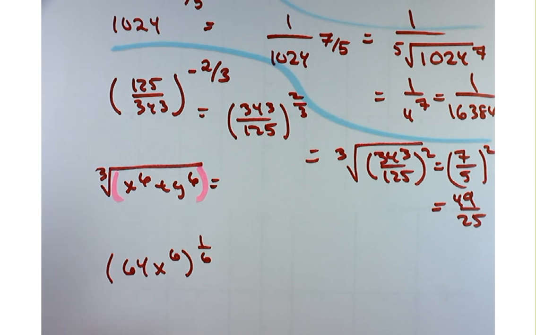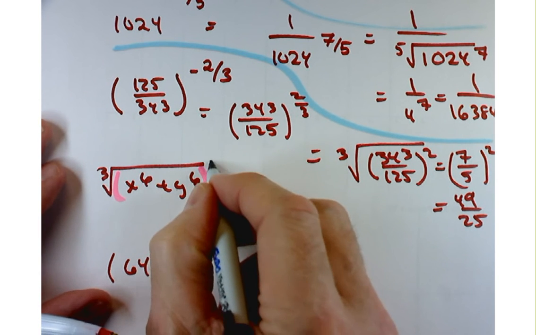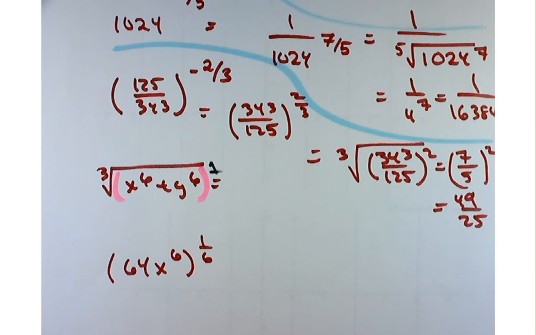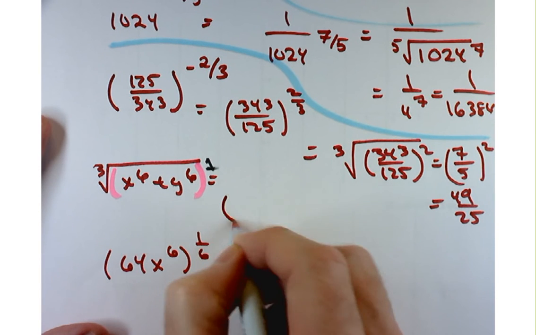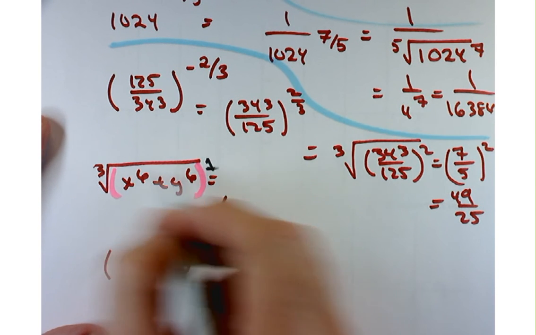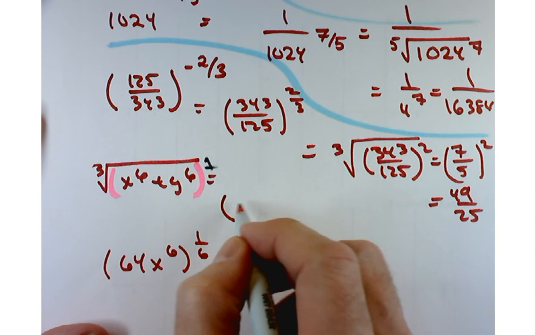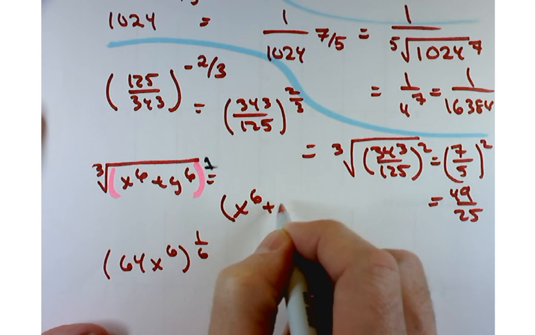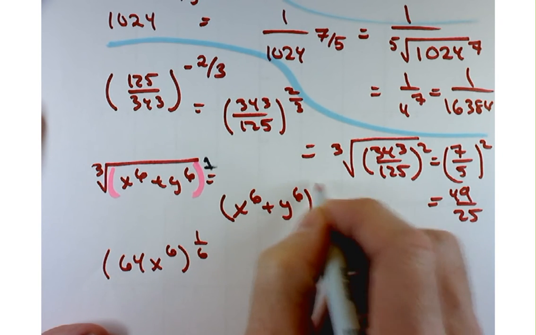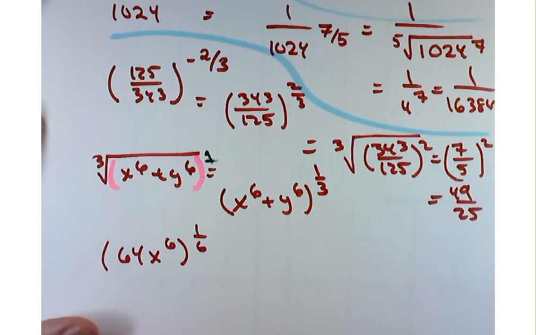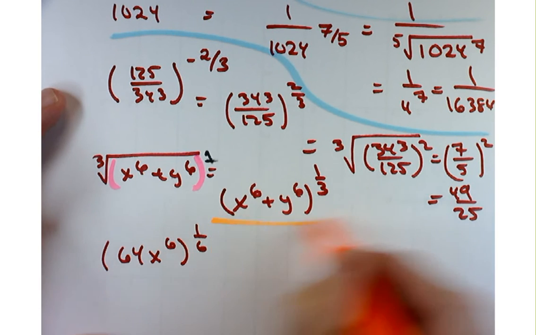Instead, this is something to the first power like that. So we'll use the old football play, right? The reverse boot. The 1 comes up, 3 comes over. I'm left with x to the 6 plus y to the 6, raised to the 1/3 power. And that's it. There's your answer.